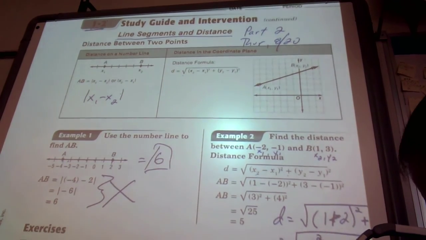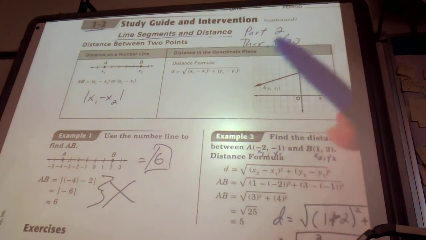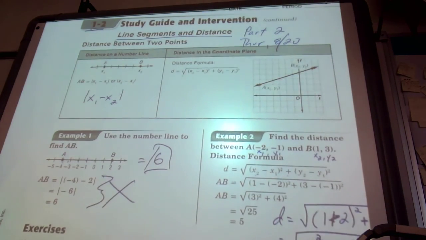We're going to continue 1-2 today talking about line segments and distance. For my class, this is part 2 of the 1-2 notes we've been taking. You can just take them in the same spot that you took part 1 of 1-2 notes. Obviously, I put the date there. We're going to jump right in.